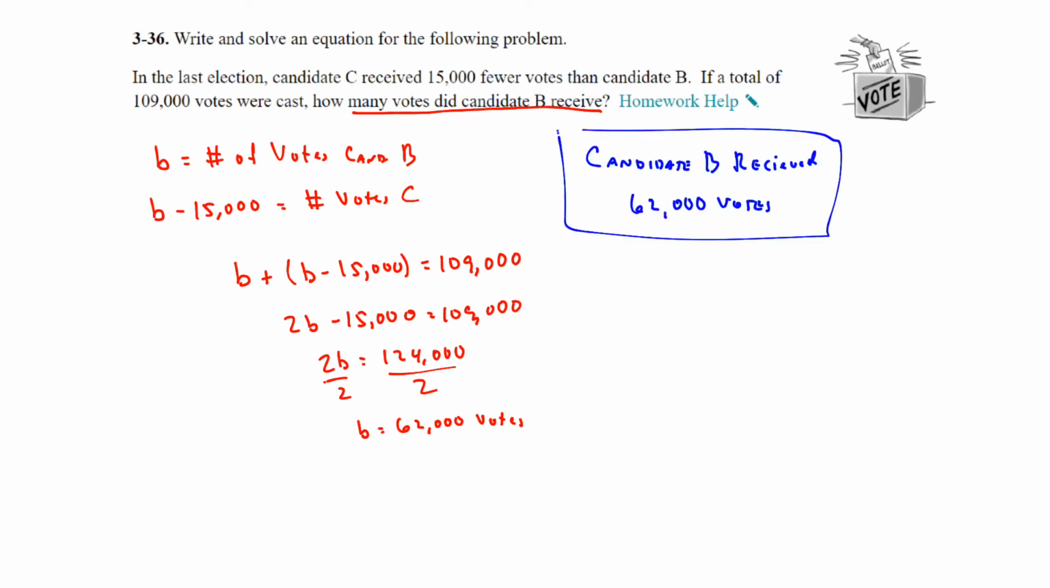And so there you go. I do have a slight problem with this question that is being asked. It does tell you candidate B and candidate C. I'm kind of curious about candidate A. Were they in the election? What's going on there? So we kind of have to assume that I guess it's just candidate B and C that are receiving those votes.